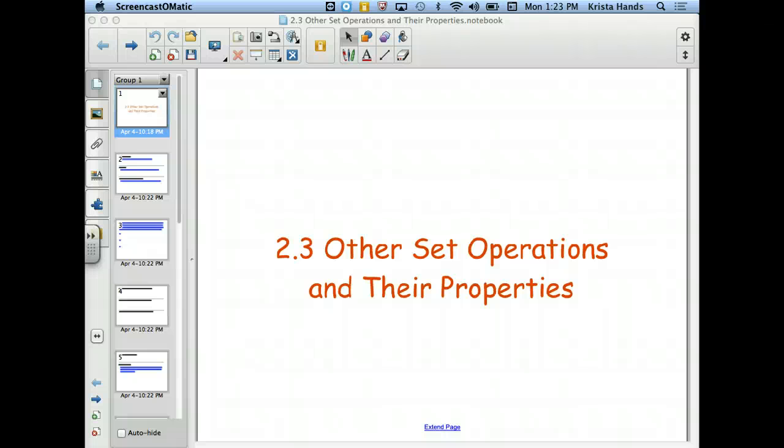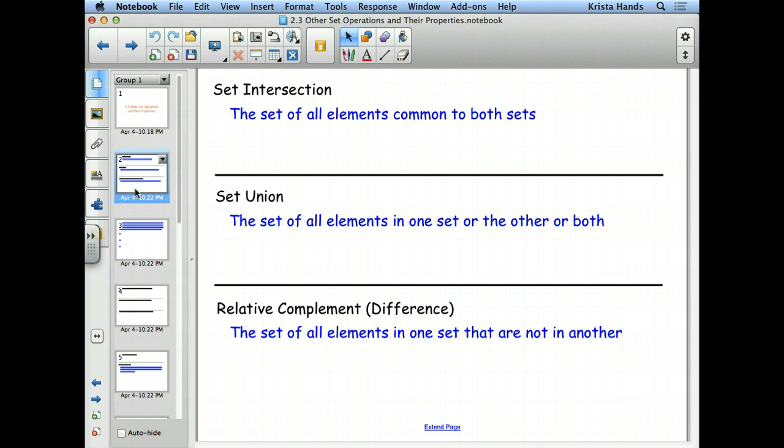Right, in section 2.2, we talked about some set operations. We're going to look at some other set operations today and their properties in section 2.3. The first set operation we're going to look at is the idea of a set intersection.